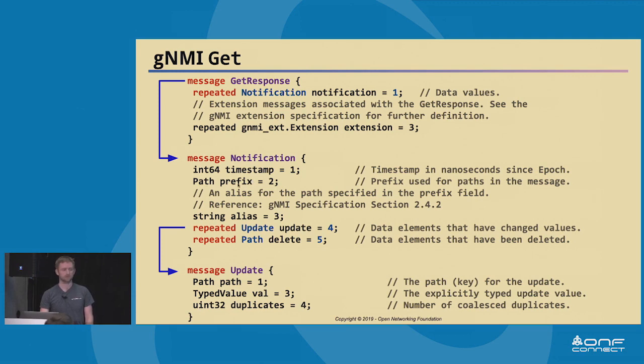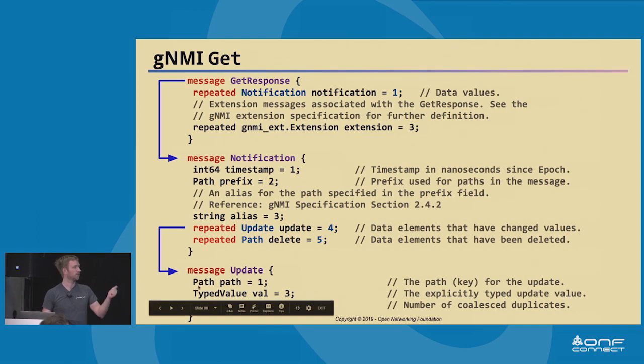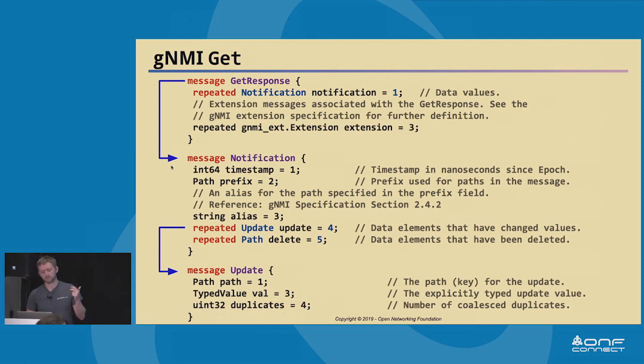A prefix. So if you want to prefix the entire path for your notification, as well as a set of updates. So an update is going to be a path, a typed value, and whether this is duplicates or not. But the interesting thing here is path and typed value. So if we boil this down, the response is going to be a list of notifications, which has a list of updates, which are going to be path, typed value pairs.